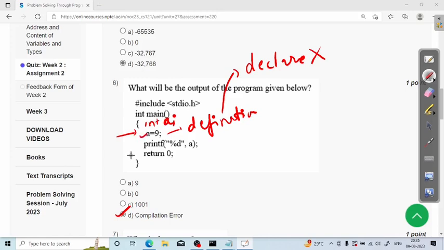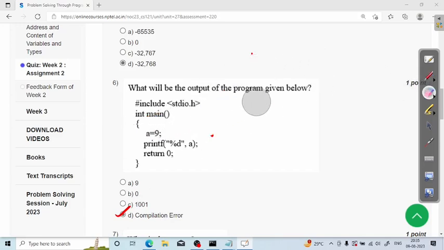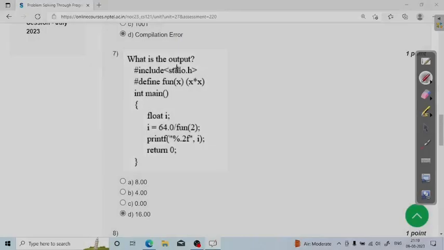Then if I would have done a equal to 9, it would have been correct. Okay, so as this declaration part is missing here, that's why we are getting the compilation error here. Okay, so option D will be correct. Okay, now let's see question number 7.